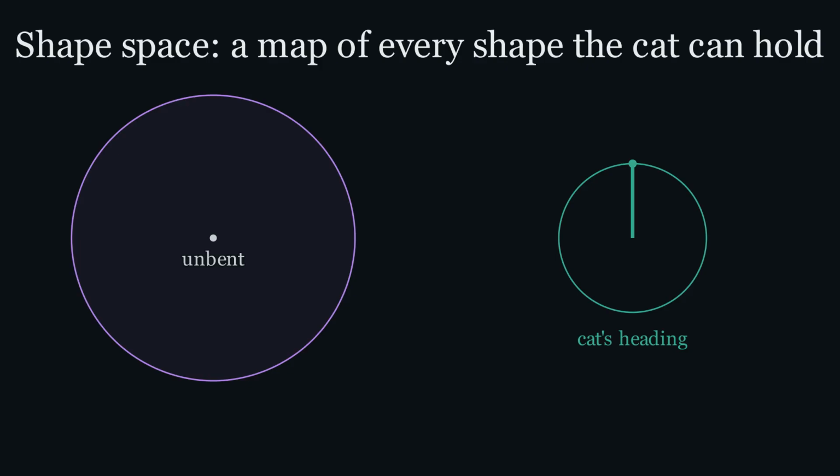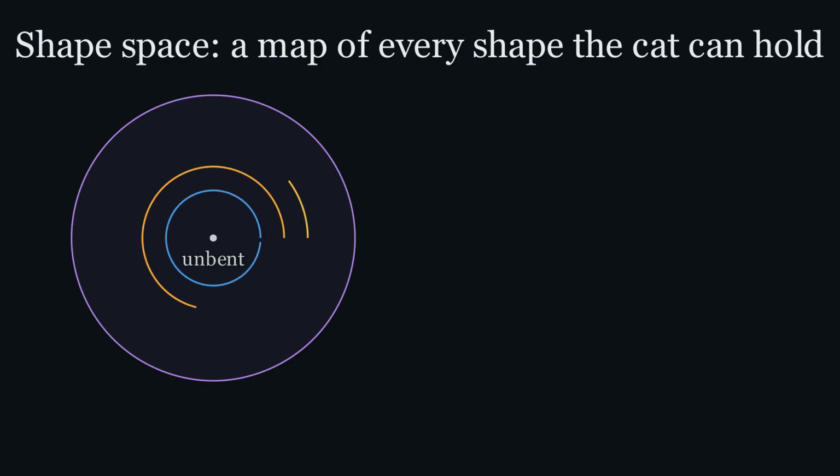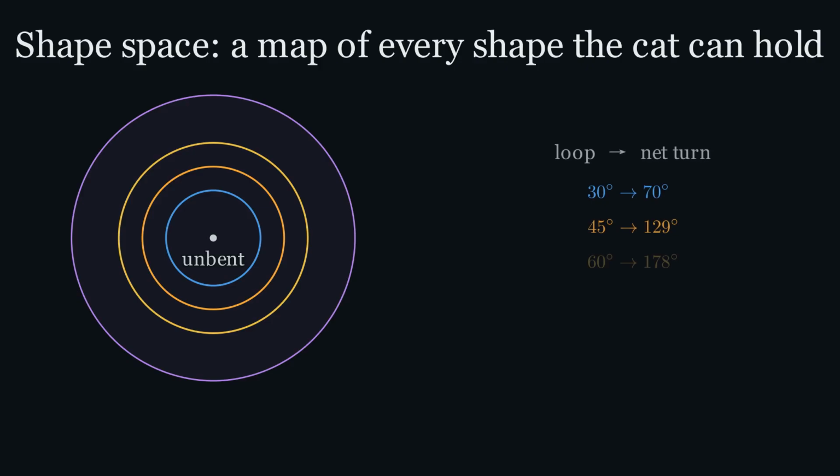Bend the spine, swing the bend all the way around, and come back to the very shape you started in. But here is the point. Returning to the same shape does not return the cat to the same heading. Trace the loop, and the cat turns by 180 degrees. How far the cat turns depends only on the loop. A tighter loop encloses less and turns the cat less.